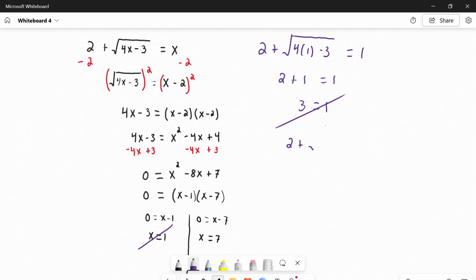So 2 plus the square root of 4 times plugging in 7 for all of the x's on the left side and all of the x's on the right side. 4 times 7 is 28, minus 3 is 25, square root of 25 is 5, so we get 2 plus 5 equals 7, which is a balanced equation, so that means that x equals 7 is my only answer. If you submit x equals 1 and x equals 7 as your answers to this equation, you will not get full credit. So make sure you check for those extraneous solutions.